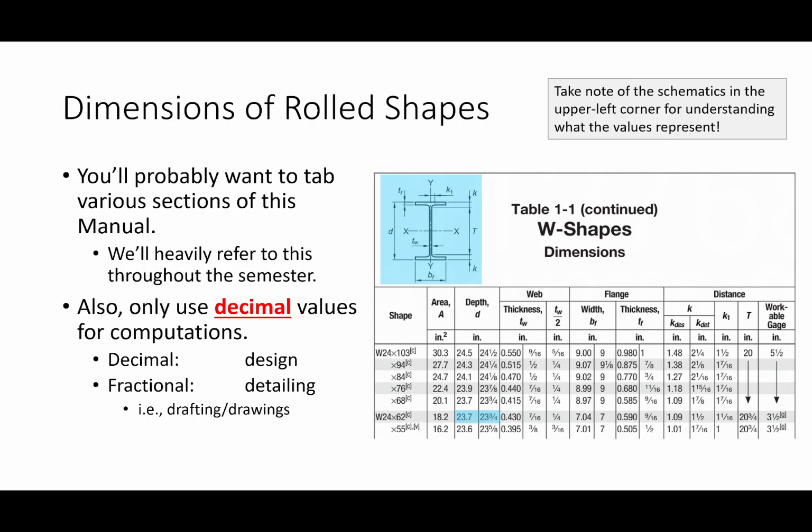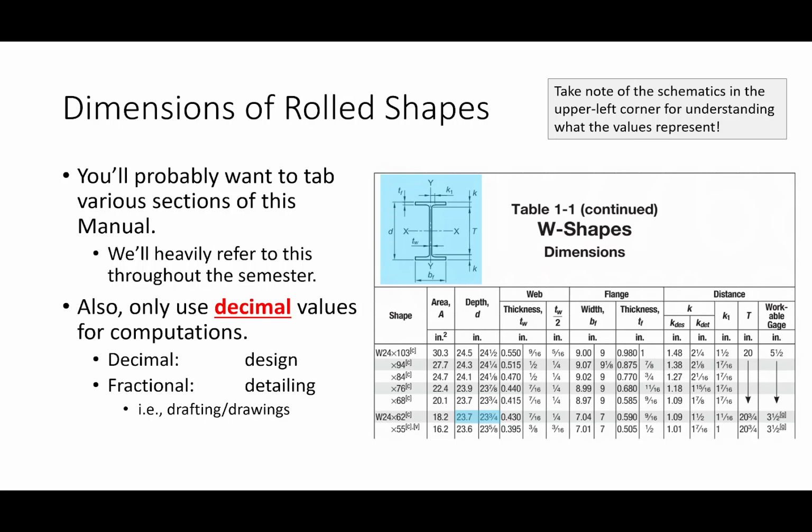So for any what I'll call measurable values, and by measurable values, I mean values that you could literally take a tape measure and measure in the field, you're going to have two sets of quantities. You're going to have what's called a design dimension and a detailing dimension, okay? You're going to know the design dimension because that's the one that's going to be in a decimal format. The detailing dimension is going to be fractional.